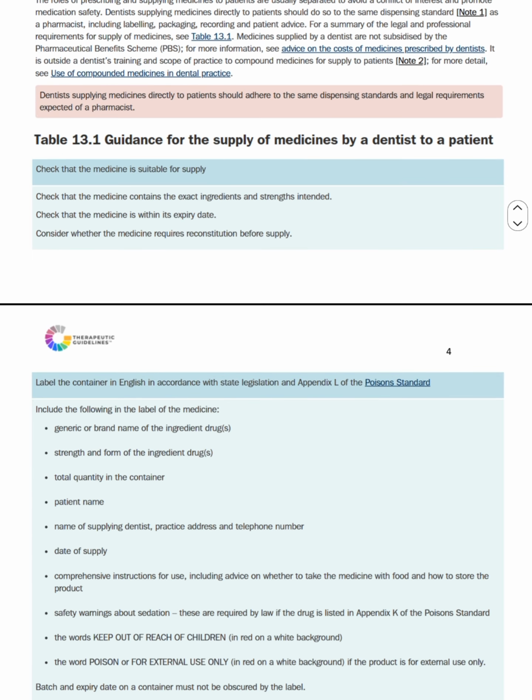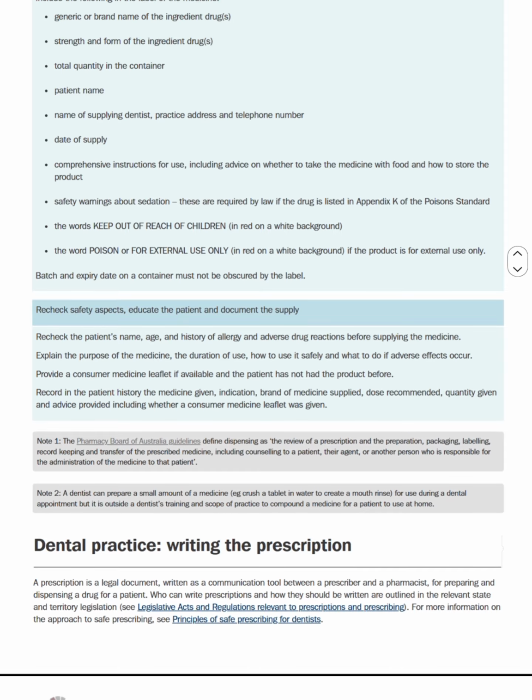And what are those? You can see in note 2. Now, a dentist can prepare a small amount of a medicine, for example, crush a tablet in water to create a mouth rinse for use during a dental appointment. But it is outside a dentist's training and scope of practice to compound a medicine for a patient to use at home. And I think this is very, very important from an exam point of view, that a dentist cannot give compound medicine to a patient.